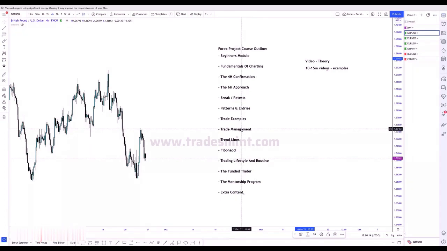So again, if you can really just put most of your emphasis on the top ones from trade management up, you're going to be fine. Trend lines and Fibonacci, they're just the icing on the cake, but it's definitely a skill you want to have in your arsenal, okay?